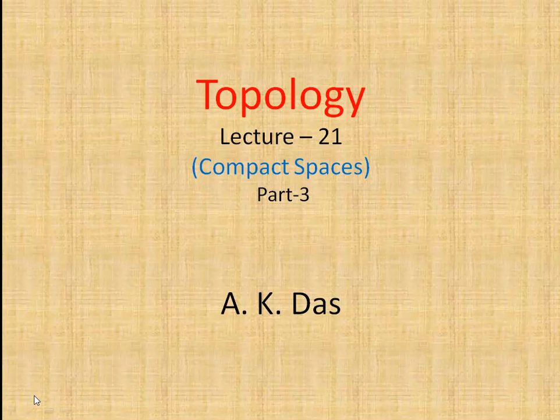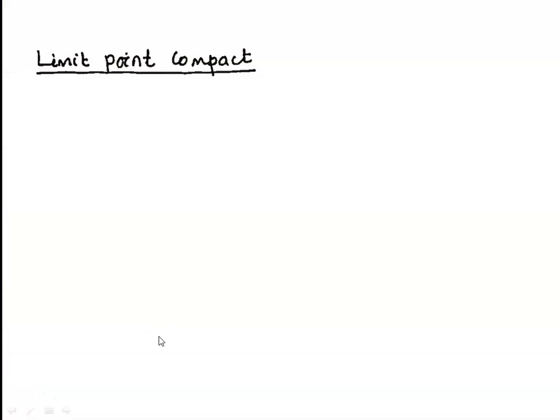In the last two lectures we have discussed compact spaces. In this lecture we'll discuss some variants of compact space. The first variant of compact space is limit point compact.